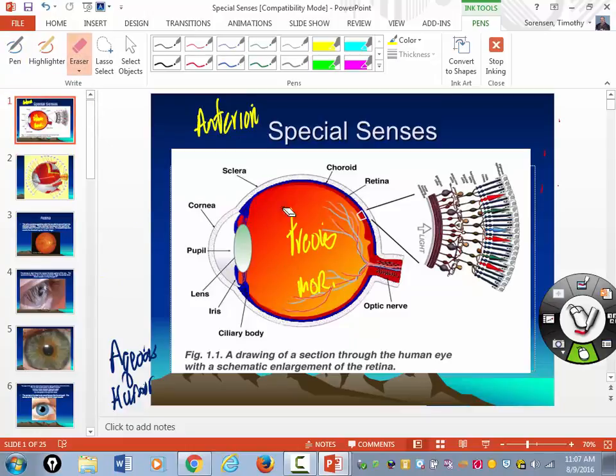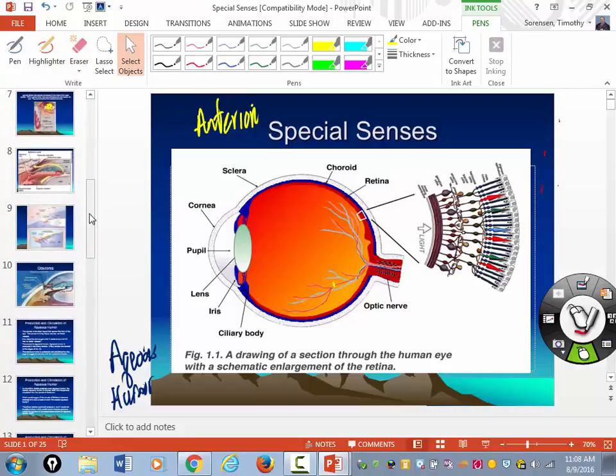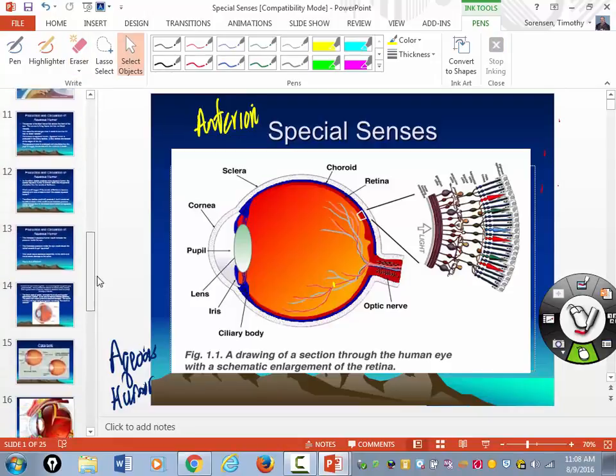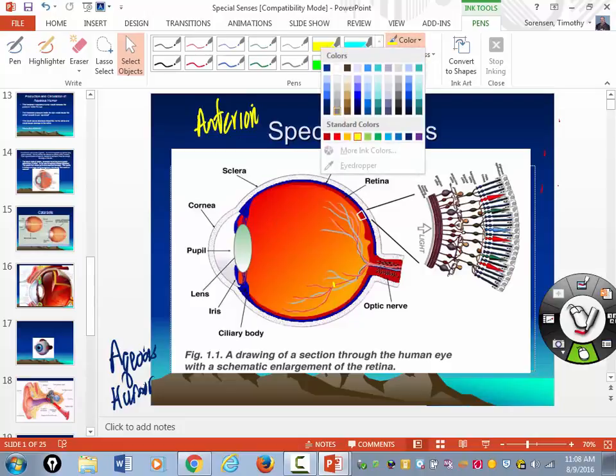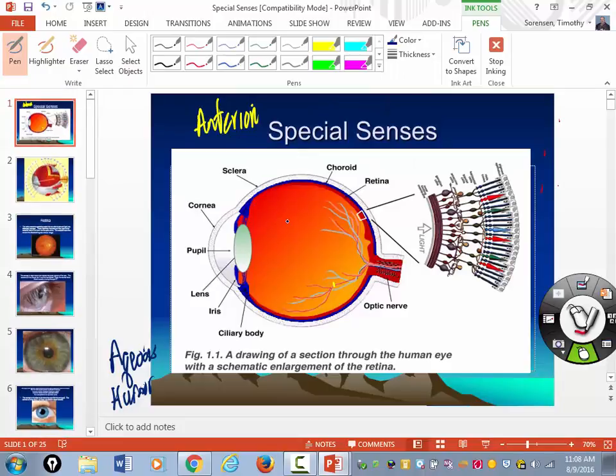Alright. Okay. Alright, what I want to do now is talk to you about how you take photons of light and convert it into electrical impulses. And that occurs in the retina. And the retina lines the inner surface of the posterior chamber. And I'll just tell you this. There are two cell types found in the retina. They are rods and cones, right?